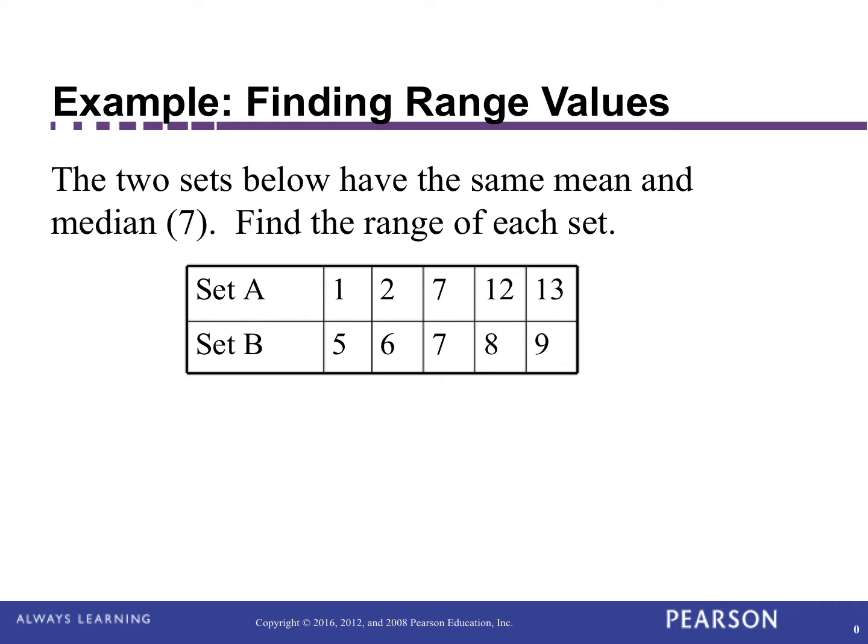Two sets below have the same mean and median of 7. Find the range in each set. So the range in set A is going to be the largest value minus the smallest value. 13 minus 1 is 12, whereas the range in data set B is the largest value minus the smallest value, which is 4. So even though they have the same mean and median, you can see that these are very different sets because their dispersion or their spread is very different.